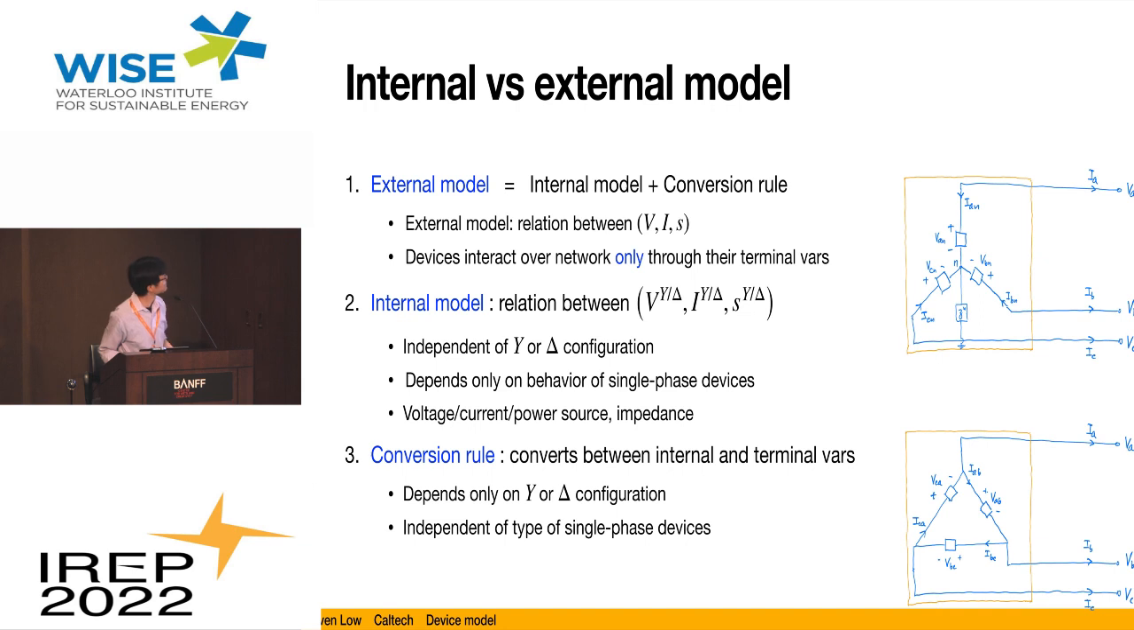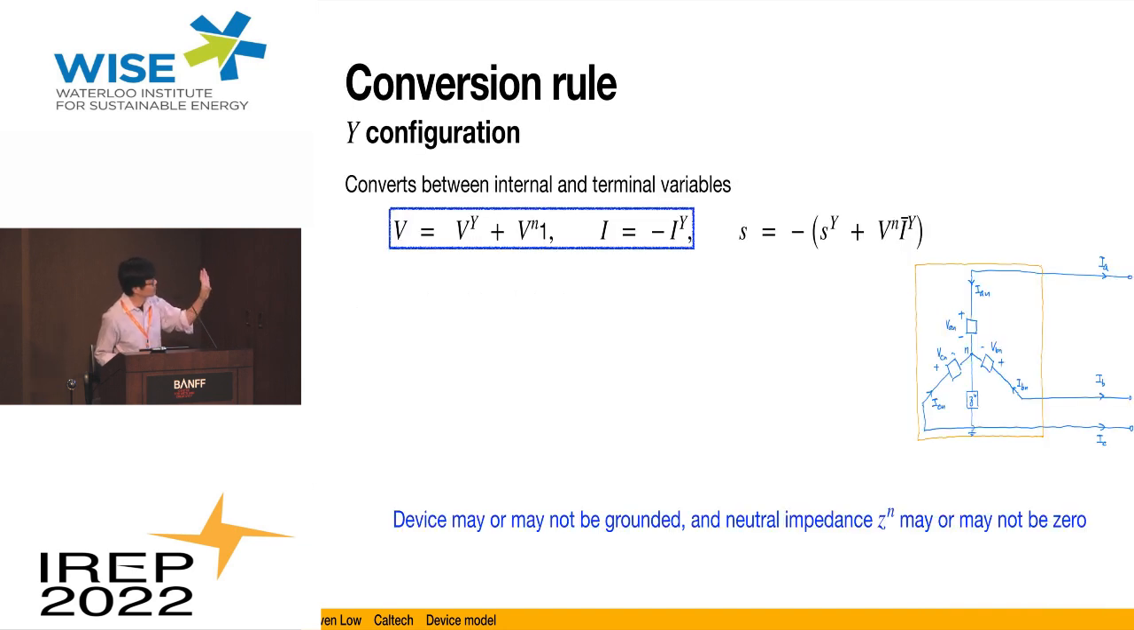You can have more. And then the conversion rule that converts between the internal variables, the stuff with superscript Y or delta, and the terminal variables without the superscript. And it depends only on the configuration, but not on which device it is. Right? It doesn't care what that box is, voltage source or impedance. So let's look at the conversion rule. Okay, so we look at the conversion rule, and then we look at, for each of those devices, what is the internal model, and then apply the conversion rule to extract the external model.